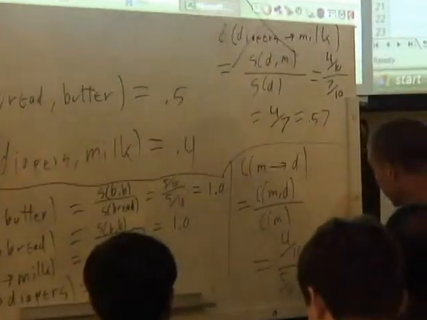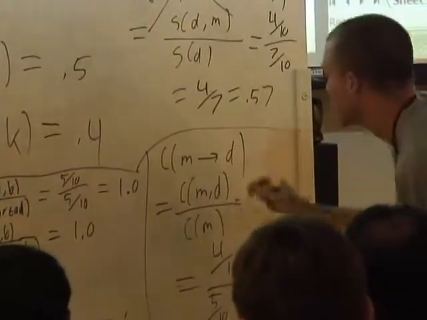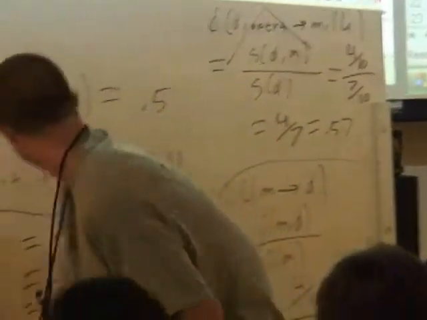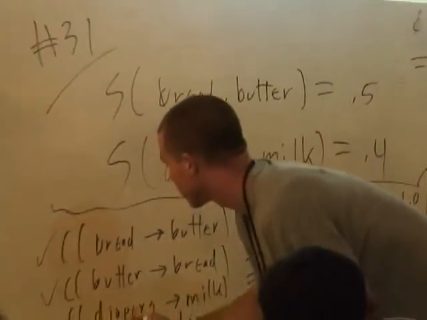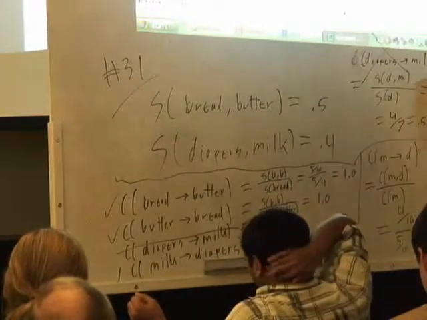This is 0.8, which meets my 0.6 requirement. So my last rule is milk implies diapers. So those three work, that one doesn't.